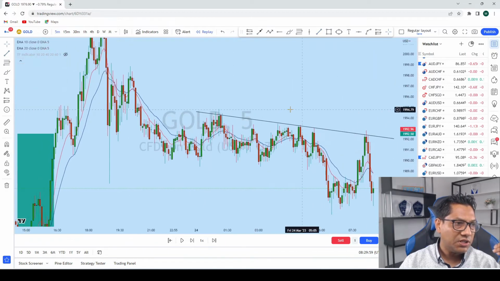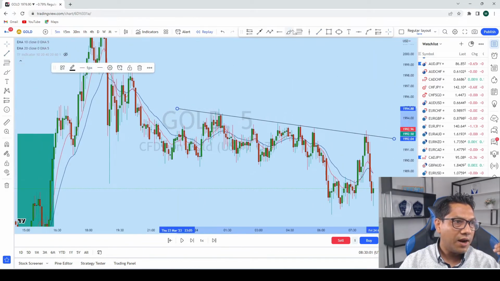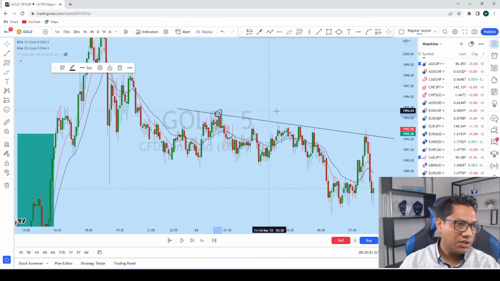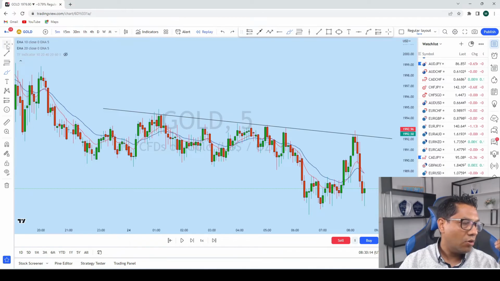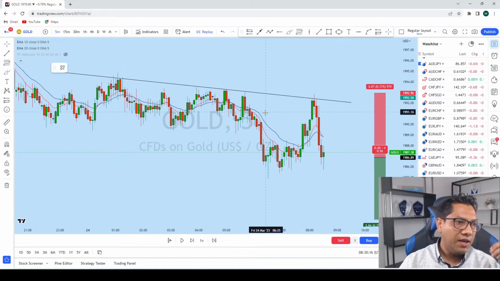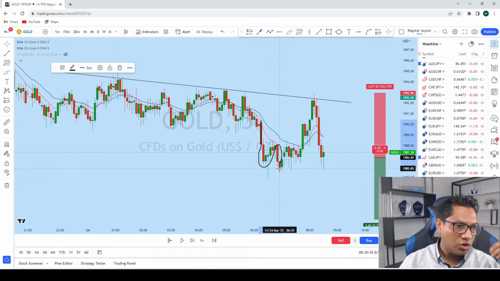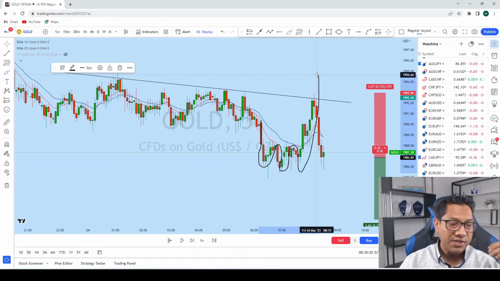Now this is the resistance on gold. As you can see, the market tested here, this one as resistance here, and the price has come back to the same level as resistance, and again the same level as resistance. And you can see finally, once the market formed here on the 5 minutes an inverted head and shoulder, the price has completely broken to the upside.